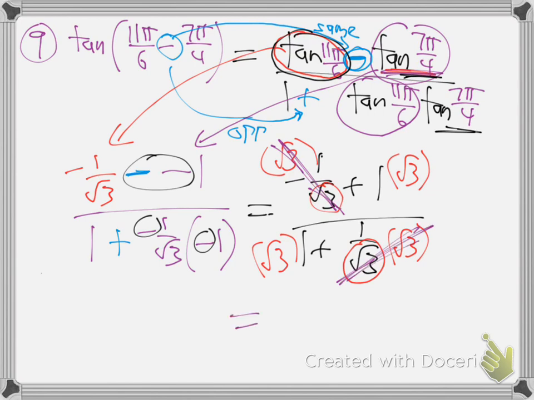And so what do we get then? We get negative 1 plus root 3 over root 3 plus 1. Good so far? See what happened there? So these root 3's canceled, negative 1. Root 3 times 1, root 3 times 1, and these root 3's canceled, 1.